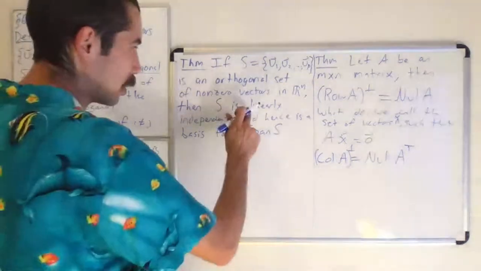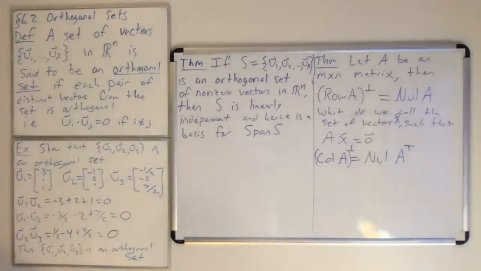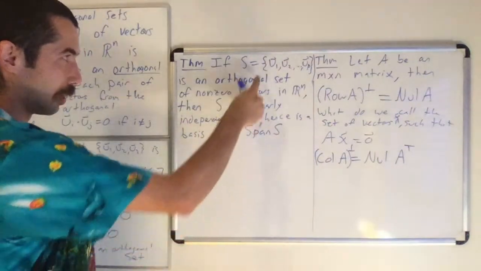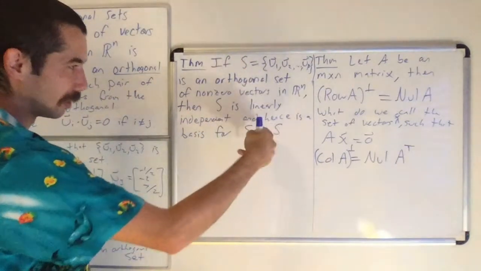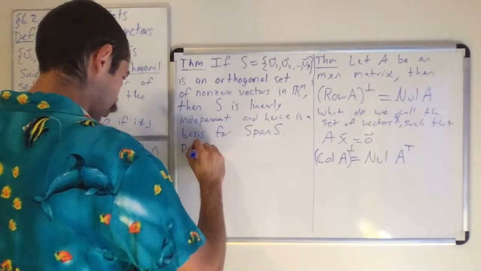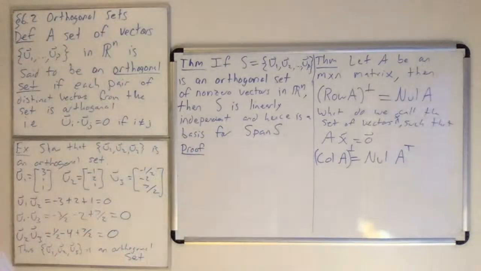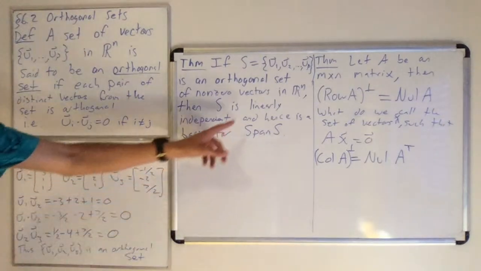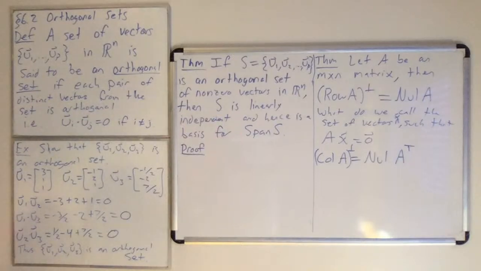So let's prove this. We just have to prove that S is a linearly independent set, and that shows it's a basis, because S obviously spans the span of S just by definition. So let's prove this. We want to show that S is linearly independent. What does it mean for a set to be linearly independent?